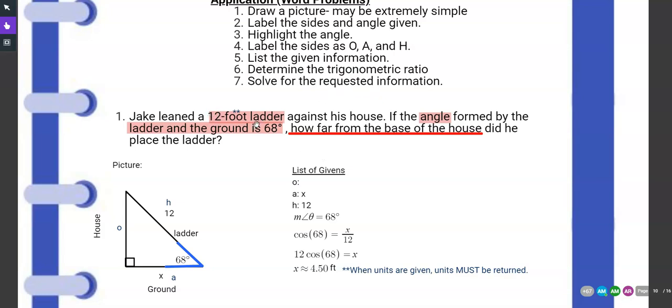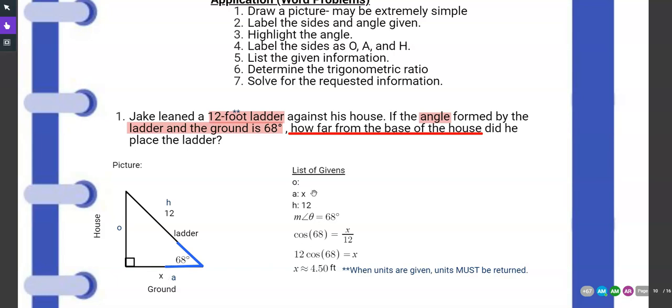So Jake leaned a 12-foot ladder against his house. When units are given, units must be returned. If the angle formed by the ladder and the ground is 68 degrees, how far from the base of the house did he place the ladder? So I drew a right triangle. This is the house. This is the ladder. This is the ground. The angle between the ladder and the ground is 68 degrees. It's a 12-foot ladder, and we're interested in how far the ladder is from the house.